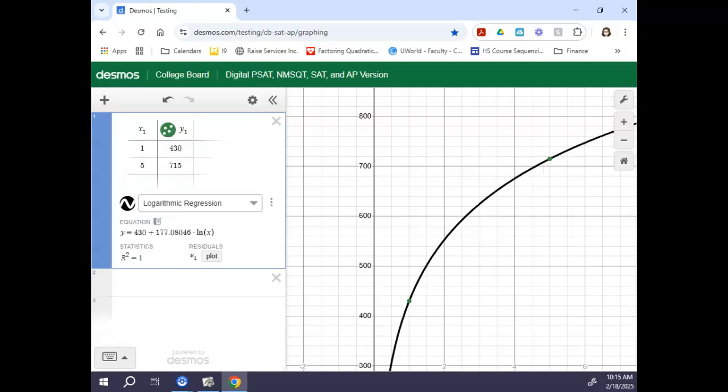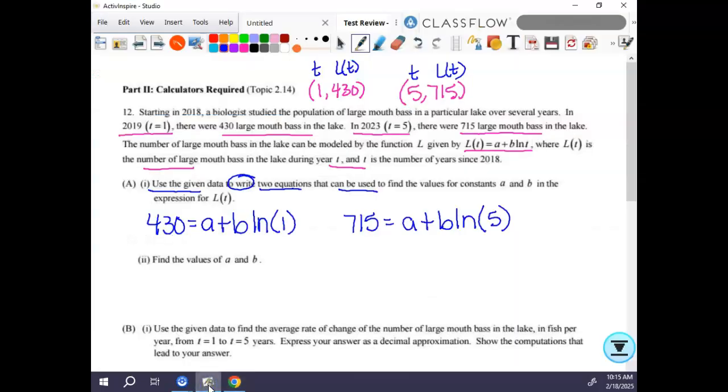Now look what they gave me here: a plus b times the natural log of x. Look at what I want here: a plus b times the natural log of t, which basically is x there. So this one, I don't have to manipulate in any way. It's not asking me for log base 2. It's not asking me for t plus 1. That is it.